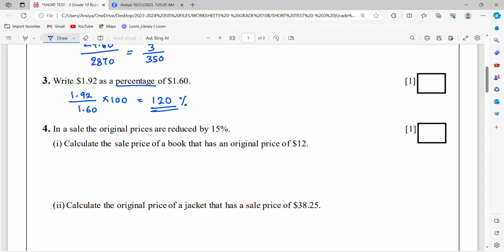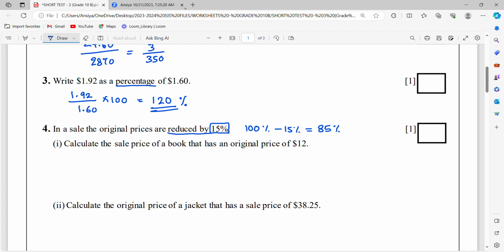Question number 4. In a sale, the original price is reduced by 15 percent. Calculate the sale price of a book that has an original price of $12. So here is our main point. Reduced by 15 percent is actually 100 percent minus 15 percent. So basically here the percentage is 85. But most students will do the problem by using 15 as the percentage, which is wrong. The real percentage here is 85.